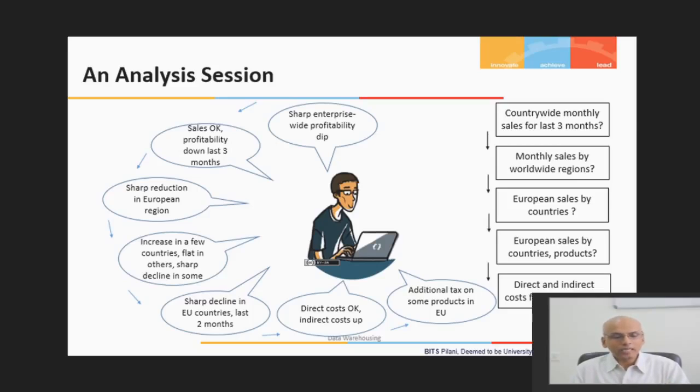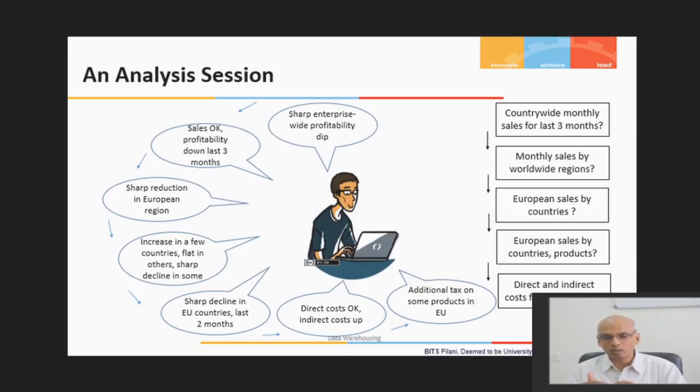If you look at the steps that the analyst has taken, the analyst had initially looked at the countrywide monthly sales, and then looked at the monthly sales by the worldwide regions, and then looked at the European sales based on the observation that it is Europe which seemed to be causing the problem, and then by the countries, and then the costs within the European countries. As you can see, each of them is representing a different kind of query if you're looking at it from an SQL perspective. And each one of them is related to the previous action that they had taken.